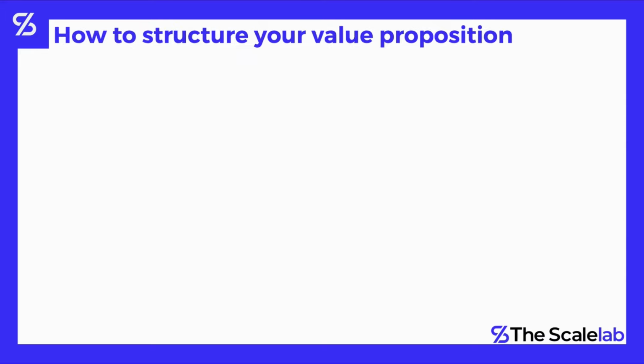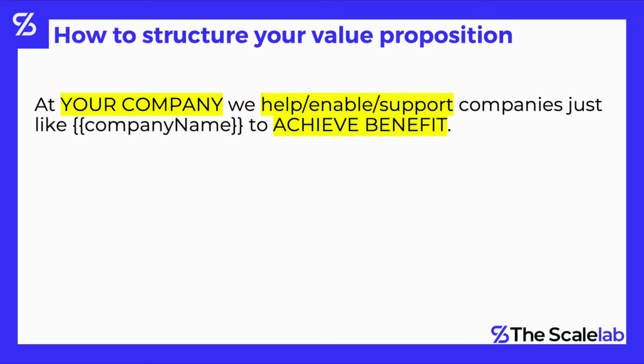Let me show you here another way to structure your value proposition. Here we have a quick example. It says, "At your company," which is your own company, "we help enable support," this is something you need to choose from, "companies just like," between brackets, company name, "to achieve benefit." Here obviously the company name between brackets is the client's or the prospect's company name. And achieve benefit relates to your value proposition, or we can say the ultimate outcome your prospects are looking to achieve.